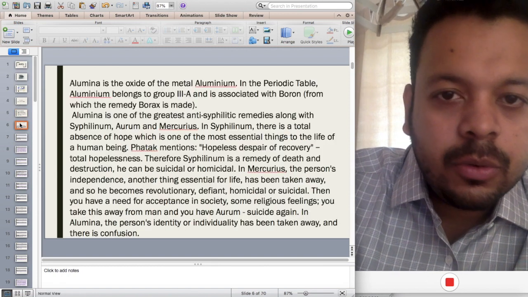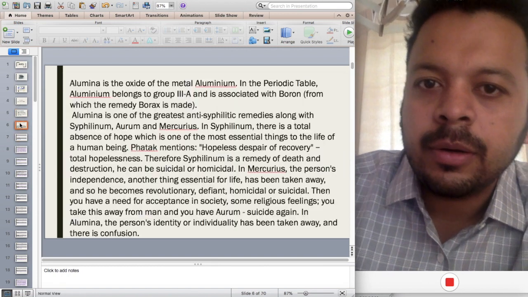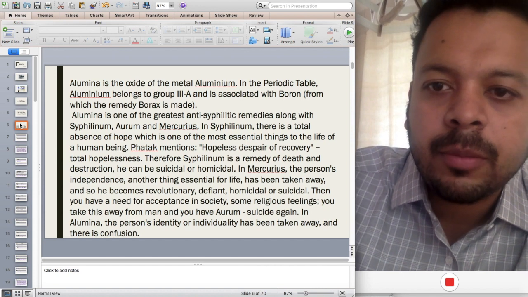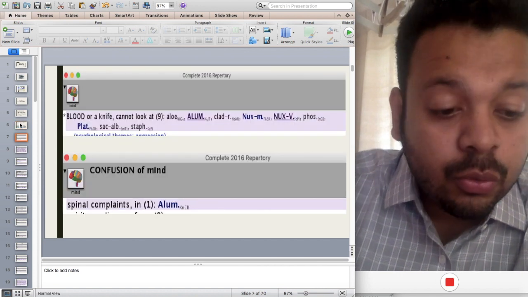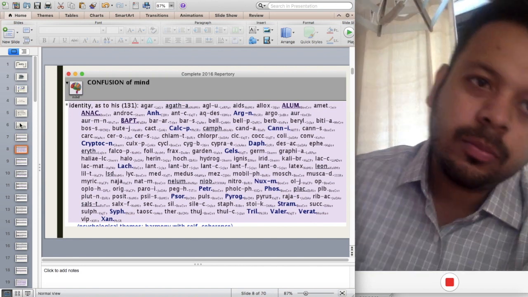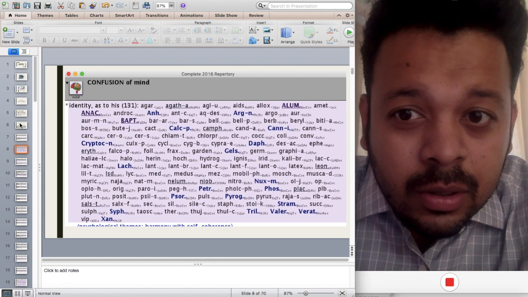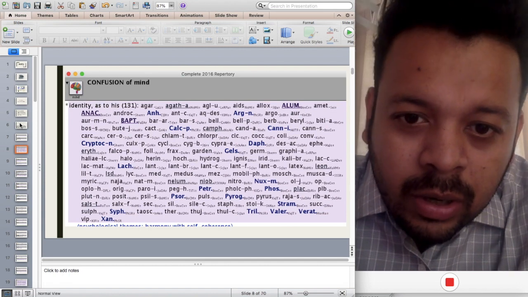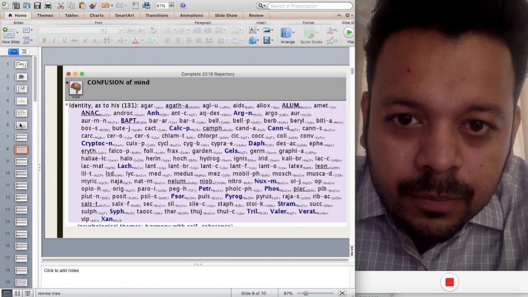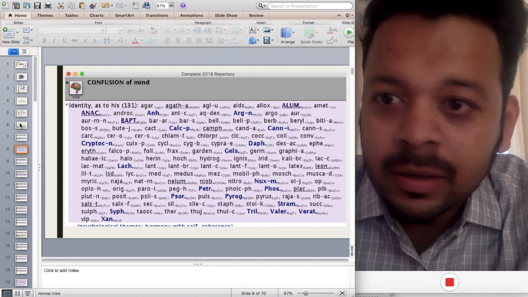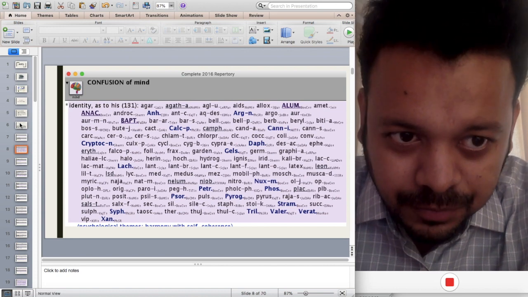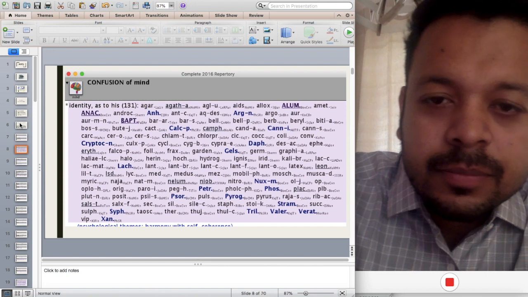So, I'm going to start about alumina by talking about important rubrics of alumina. And the main rubric of alumina for me is an issue where they cannot even understand their own identity. They are actually living on someone else's identity. So there's a lot of confusion of identity.